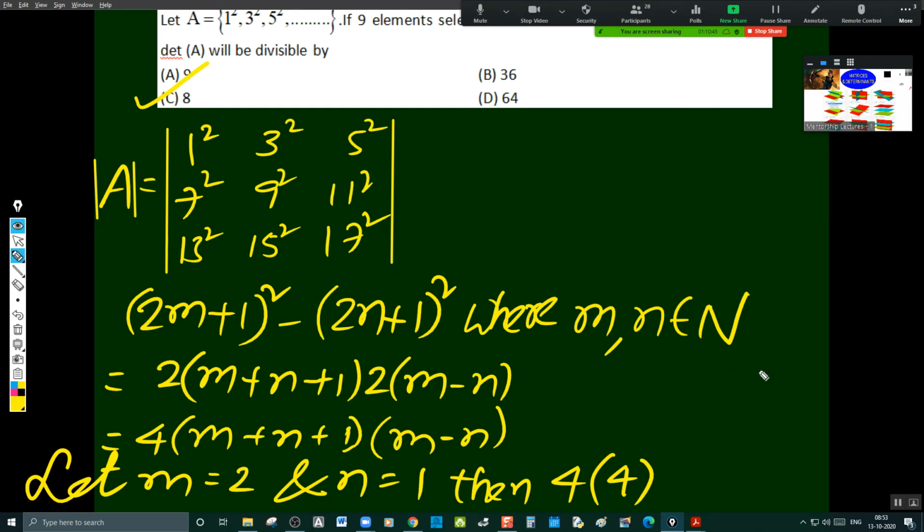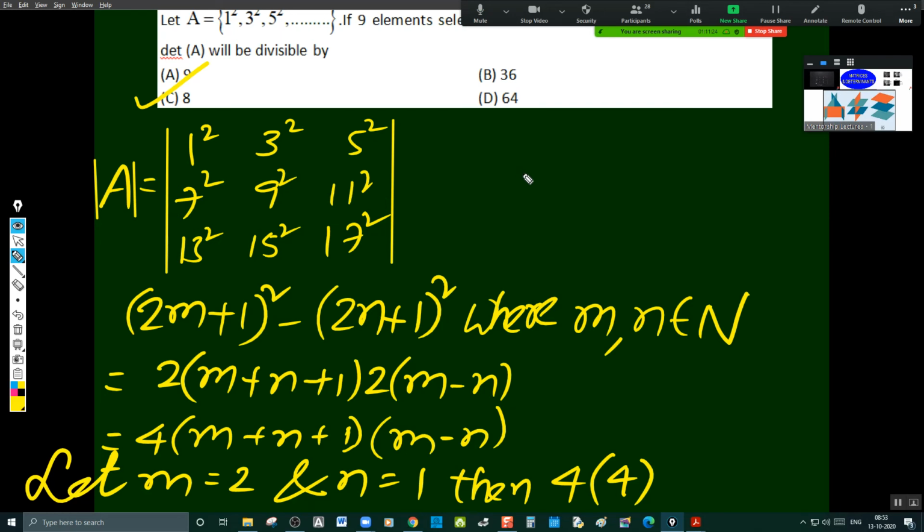It is minimum. Then when it is divisible by 8, 9 and 36 are ruled out. Then you have to check for 64 also. Okay, because while finding the determinant, we will go for R2 minus R1 and R3 minus R1 as well. So let us give some other value. Like what? Can anyone help me out?